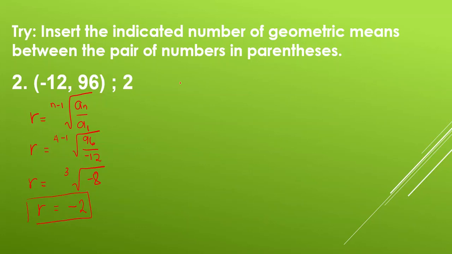So, you have negative 12 times negative 2. It will give you positive 24. And 24 times negative 2, that will give you negative 48. Negative 48 times negative 2, that will give you 96 or positive 96. Therefore, your geometric means are 24 and negative 48.